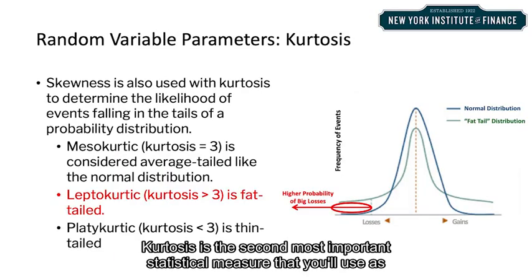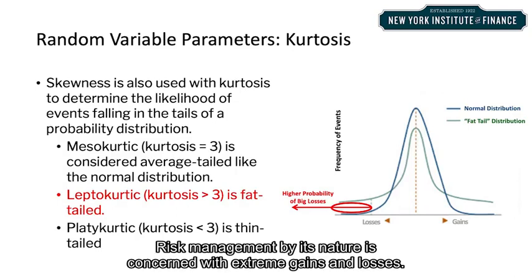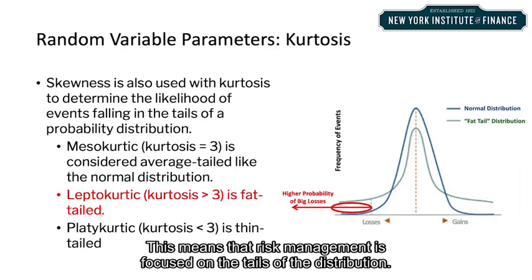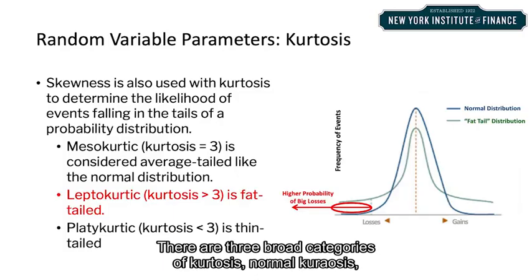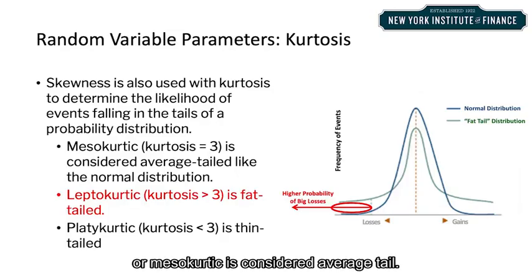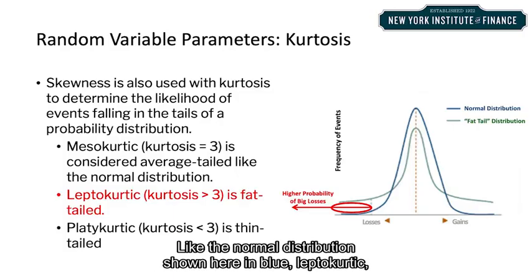Kurtosis is the second most important statistical measure that you'll use as a risk manager. Risk management, by its nature, is concerned with extreme gains and losses. This means that risk management is focused on the tails of the distribution, where the big gains and losses happen. There are three broad categories of kurtosis. Normal kurtosis, or mesokurtic, is considered average tail, like the normal distribution shown here in blue.